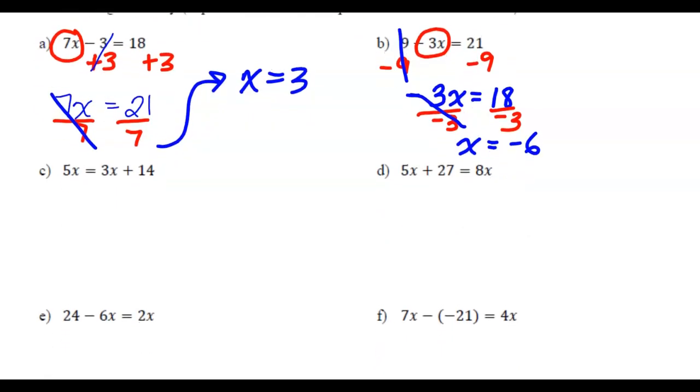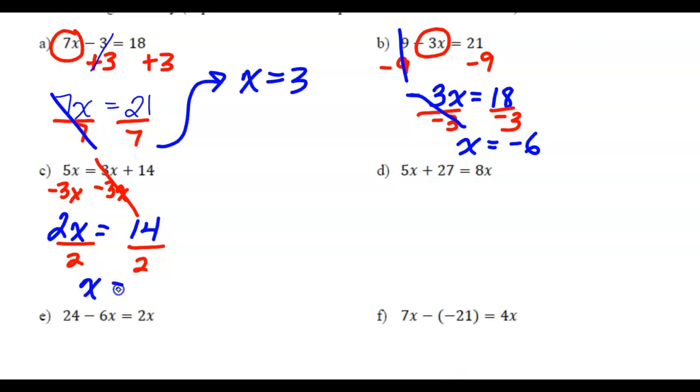Now, the next one has two terms with x in them. So here, I notice on the left, I've got an x term. So I'm going to leave it there because it's already by itself. This other x term, though, I need to get rid of it. So I need to subtract 3x from both sides so that that goes away. So then 5x minus 3x is 2x, and the 14 is still there. Then I want to divide by 2. So x equals 7.